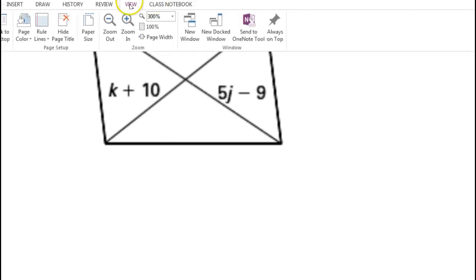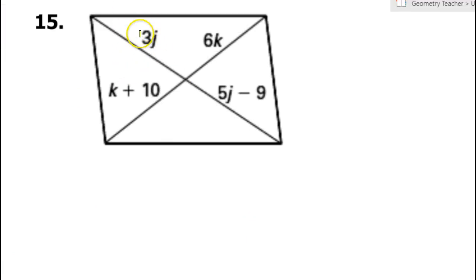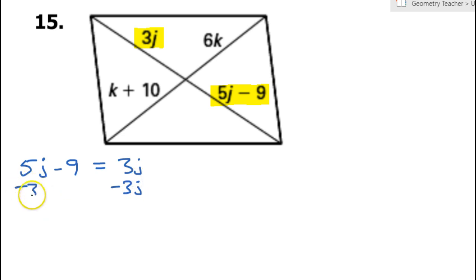Looks like number 15 is going to be just the same. So these two halves of the diagonal should equal each other. That means 5j minus 9 should equal 3j. Whenever I have a variable on both sides, I really want to subtract one of these variables to get the variables together. Now be very careful, this makes students nervous. I'm going to subtract 3j from both sides. So these are going to cancel each other out.